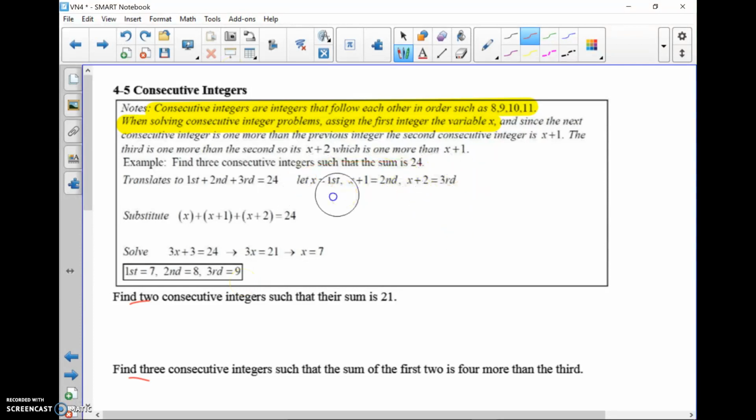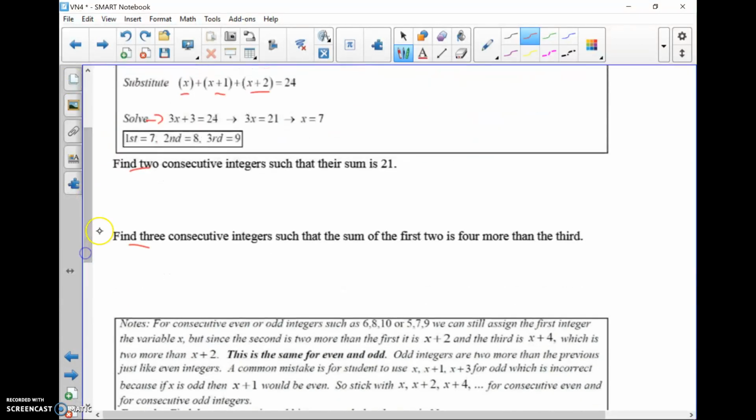This example for this particular problem, so since the next consecutive integer is 1 more than the previous, we let it be x plus 1 and so on. So this example in here says find 3 consecutive integers such that their sum is 24. So that means that the first integer plus the second integer plus the third integer equals 24. And since we're letting that be x, x plus 1, and x plus 2, that's those expressions added together. And you literally add these expressions together. X plus x plus 1 plus x plus 2 comes out to be 3x plus 3 equals 24, and then just subtract 3 to solve.